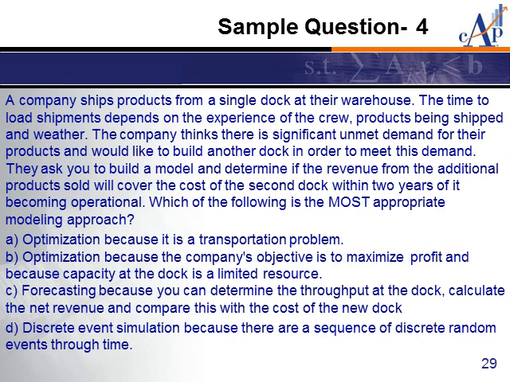And C, forecasting because you can determine the throughput at the dock, calculate the net revenue, and do a one-time shot basically, and compare this with the cost of the new dock. D, discrete event simulation because there are a sequence of discrete random events through time. What are discrete random events? Well, you need to understand those. That means the dock is there and the demands are coming, the products or the boxes, etc.